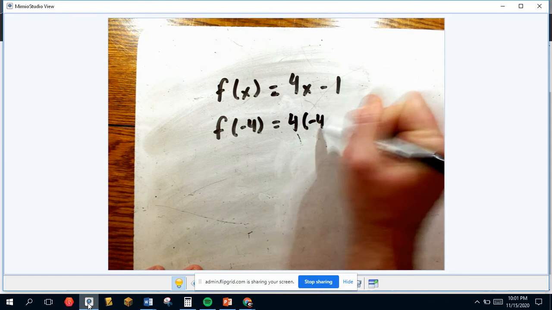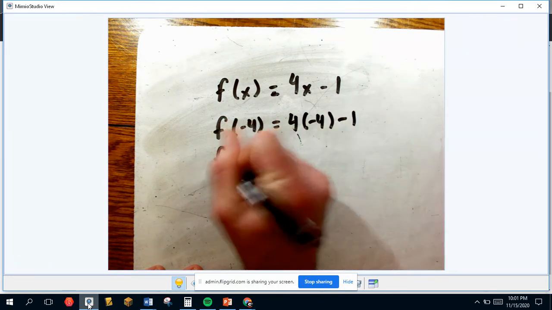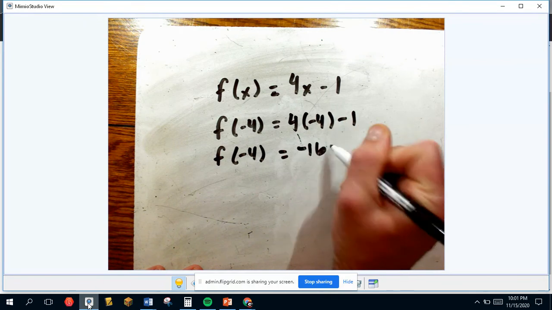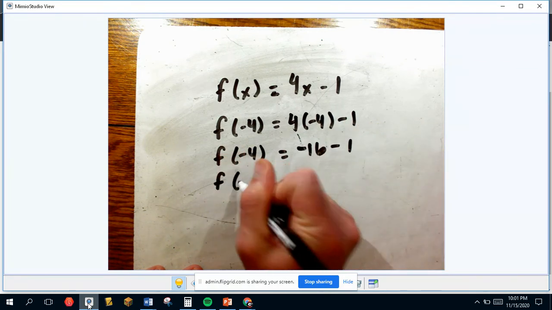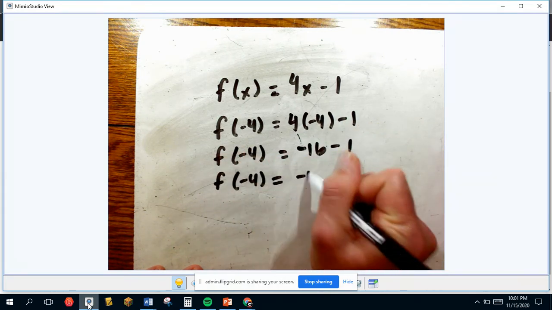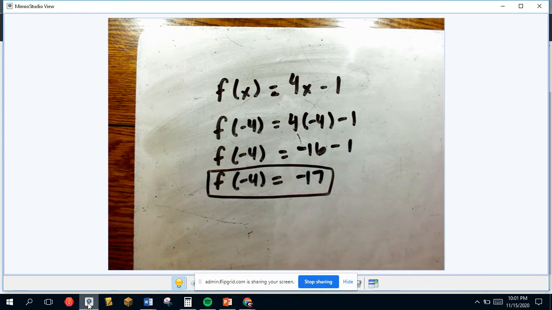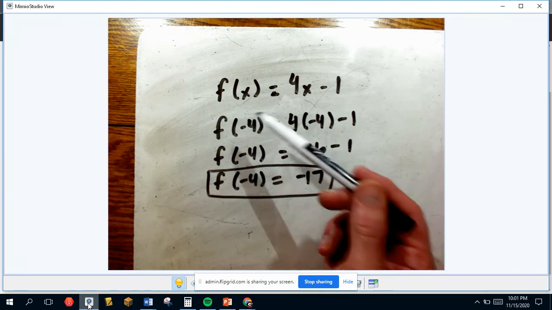Okay, that's easy enough. And then they want you to work it out. Okay, 4 times negative 4 is negative 16. Now use decimals here. We haven't done a great job with our signs, our arithmetic. So we want to use decimals here to get negative 17. Now notice the left-hand side never changed.